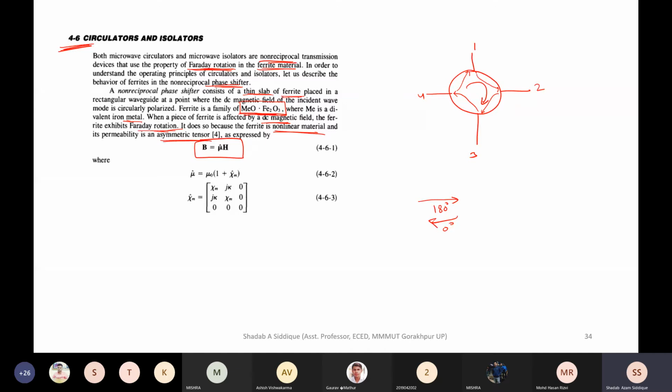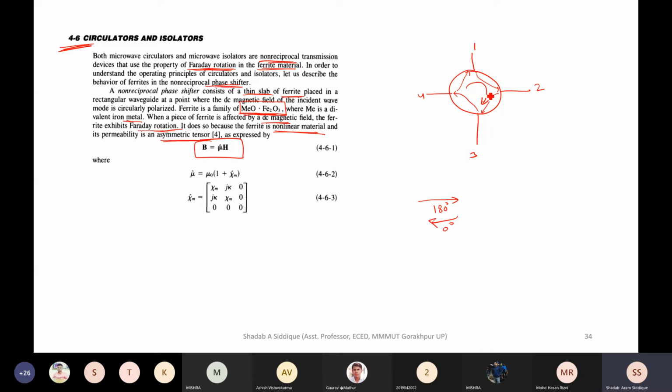Ferrite is also a non-linear material. Because of the non-linearity, its permeability is an asymmetric tensor, and that tensor can be represented in this form: mu is equal to mu naught (1 plus chi m), and chi m is equal to this tensor matrix. Keep in mind that we have non-reciprocal behavior here, and that is the important thing. I'll tell you about this circulator in detail.